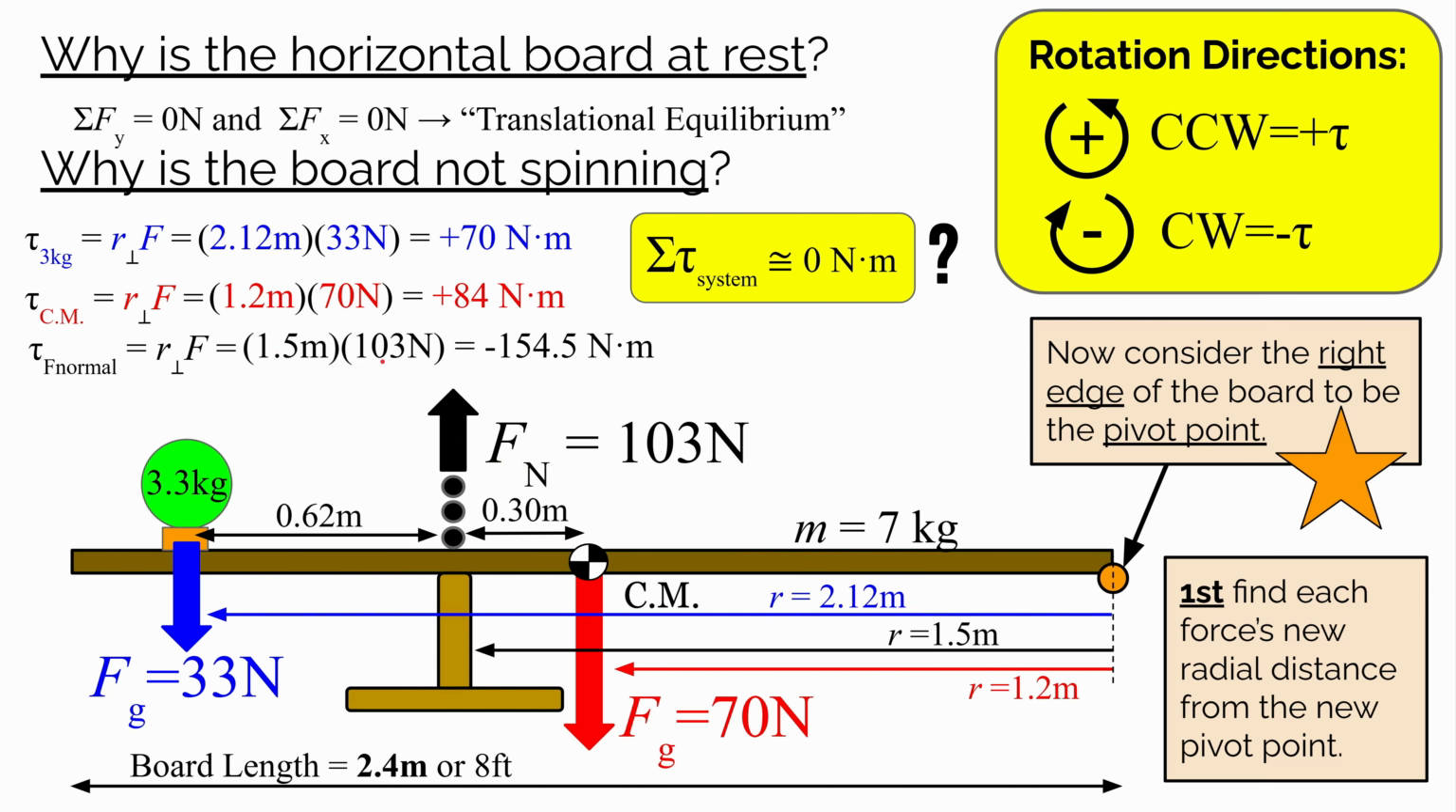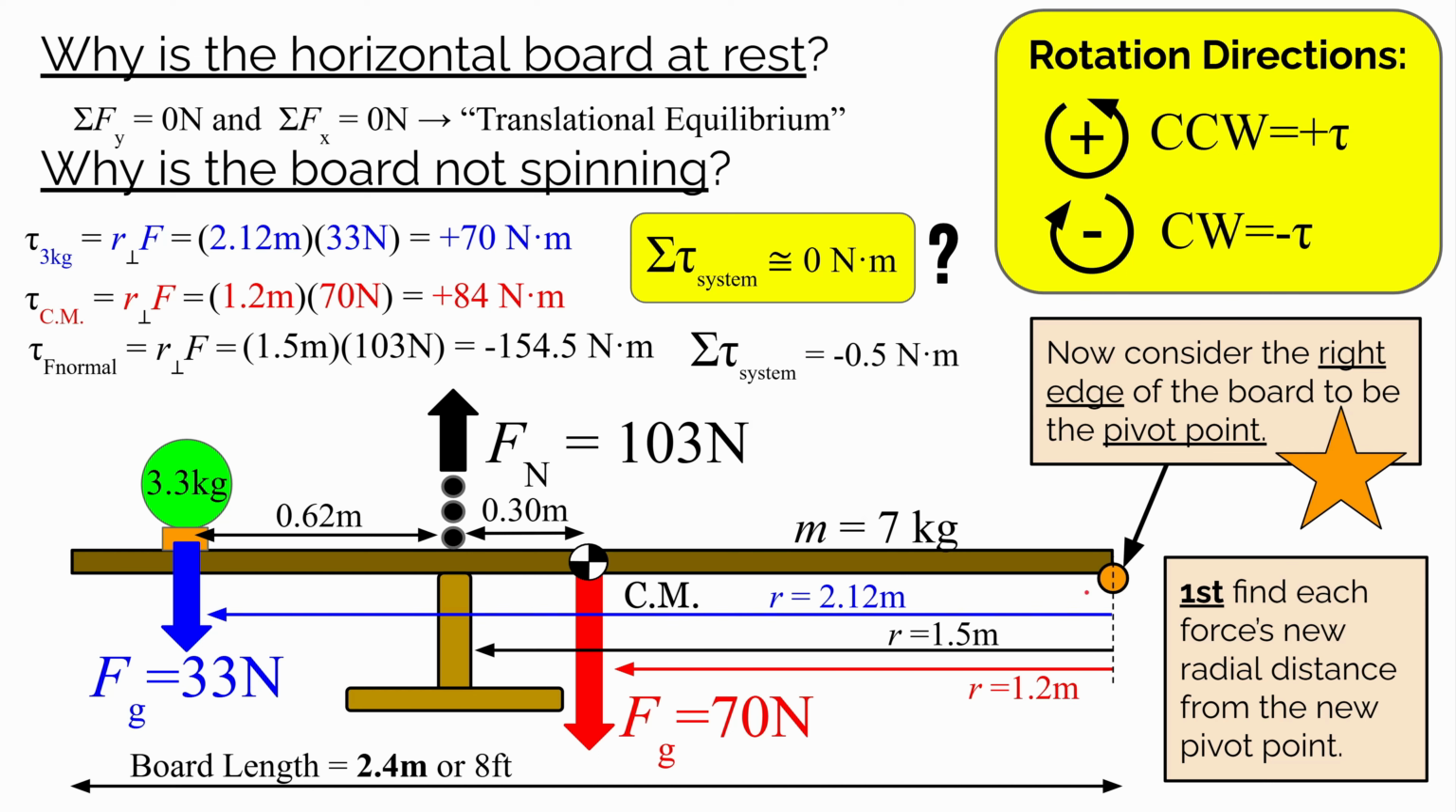It's got a force exerted that's 103 newtons, and it's trying to make it rotate in the clockwise direction, which is our negative rotational direction. So we'd say that the normal force is exerting a negative 154.5 Newton meter torque on the system. When we add all three of these torques up, we find the sum of the torques on the system, or the net torque. Again, it's within about a half of a Newton meter.